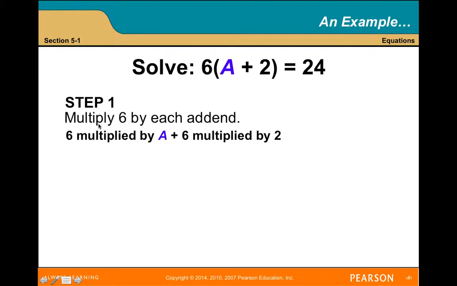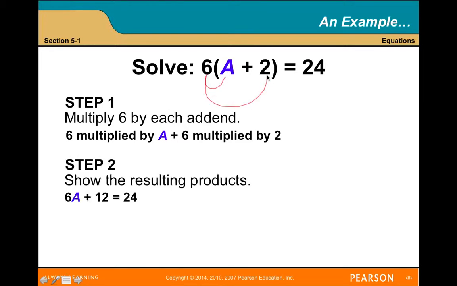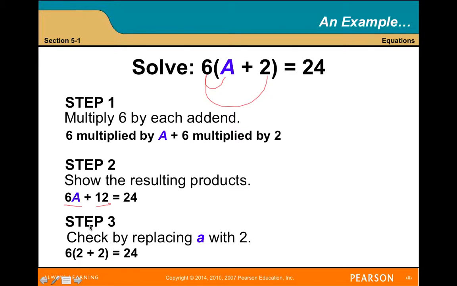The first step is to multiply 6 by each addend. So 6 multiplied by a plus 6 multiplied by 2. And then what that equals is 6a plus 12. 6a because 6 times a equals 6a, plus 6 times 2 equals 12. And then you just reworked the problem getting rid of the parentheses. And the third step is to check by replacing a with 2.